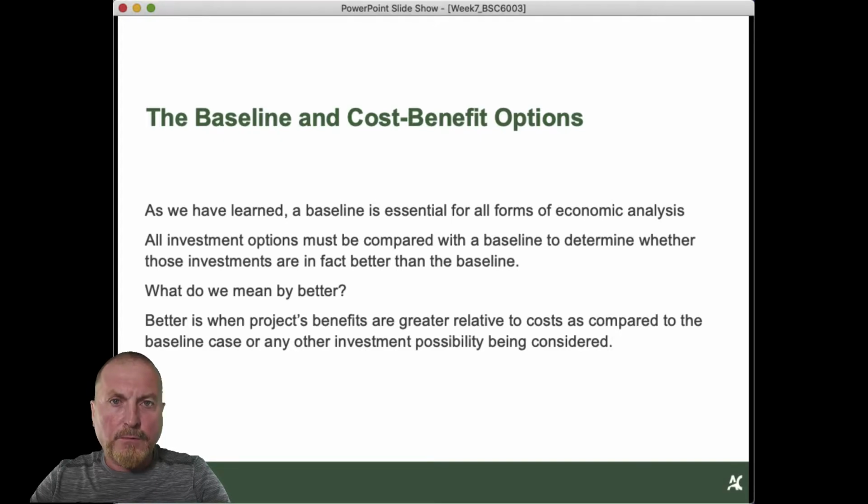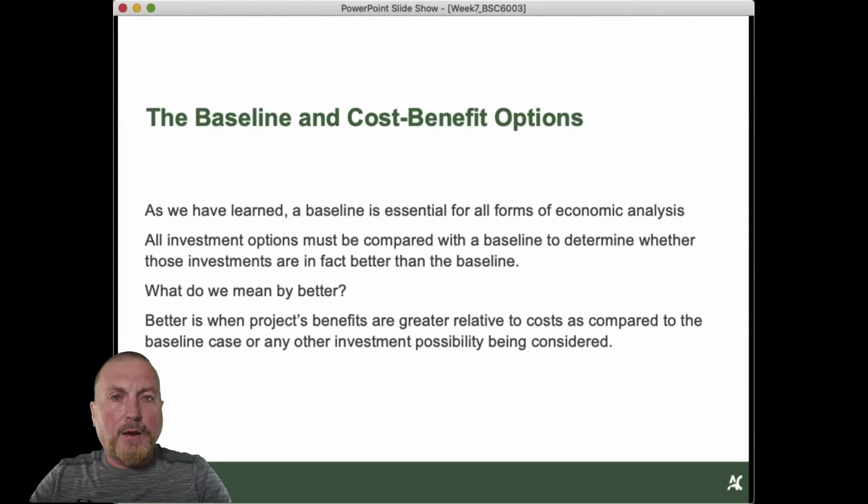What is the technology? How much does it cost to buy? How much does it cost to operate it? How much maintenance does it require? What is the frequency of replacement costs? All of those things are essential for your baseline case.